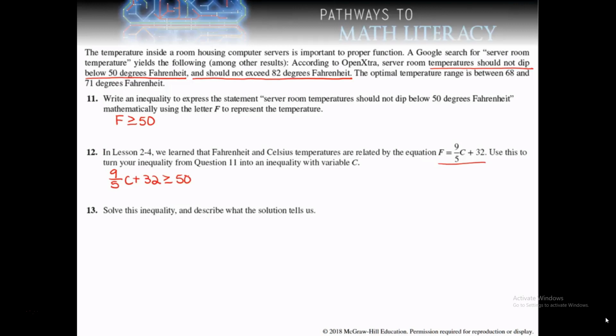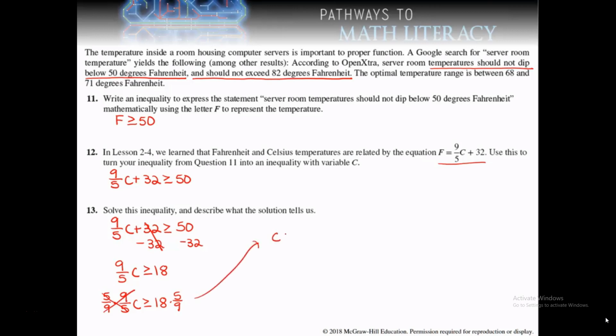In 13, let's solve that inequality. So the first thing we'll need to do is subtract 32 from both sides. That's going to give me 9/5 c greater than or equal to 18. Now I need to get rid of that 9/5. I've got 9/5 times c. I need to multiply both sides by the reciprocal. So I'm going to multiply both sides by 5/9. And so that's going to give me c greater than or equal to 10.